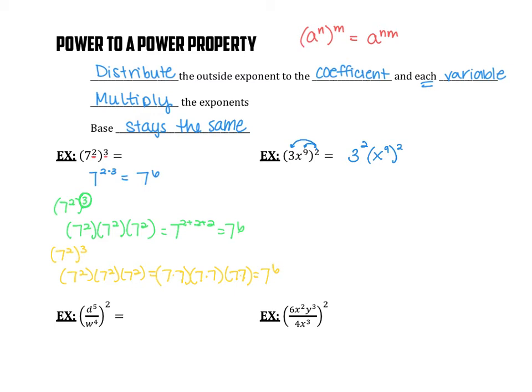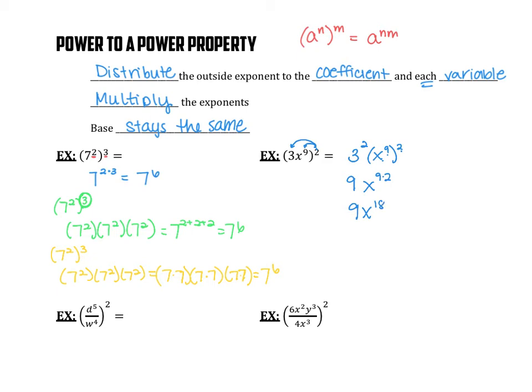Now I may or may not actually take this step, but if I keep going with this, 3 squared we know to be 9, and x to the 9th squared, I have a power to a power and I multiply, so I would get x to the 9 times 2, or 9x to the 18th.